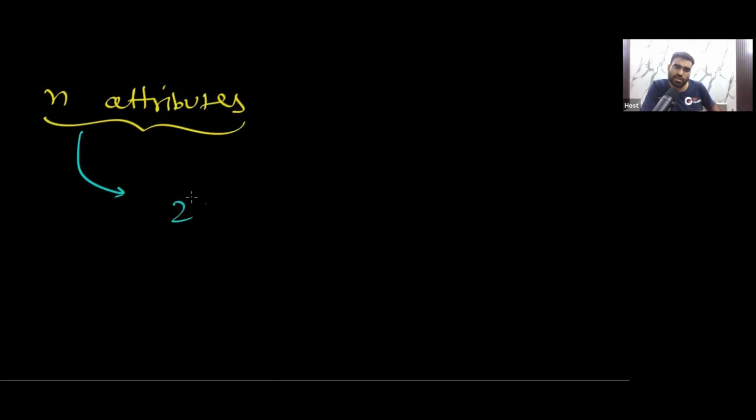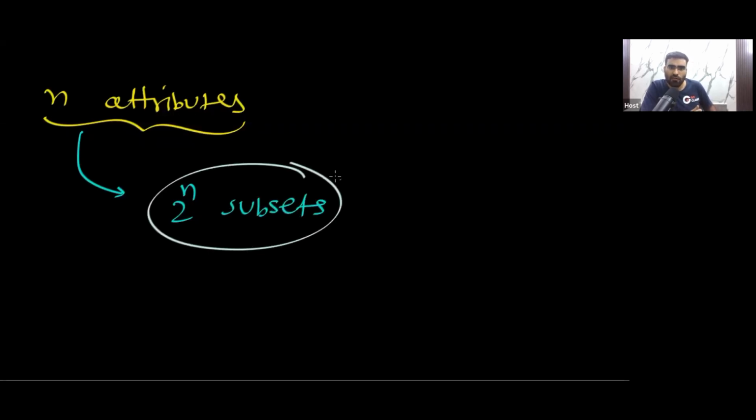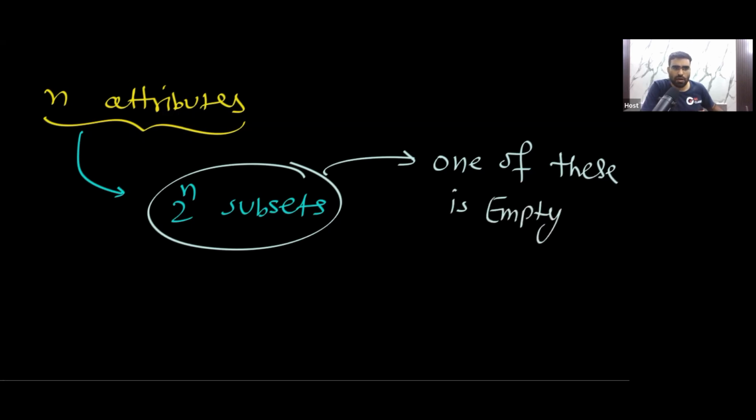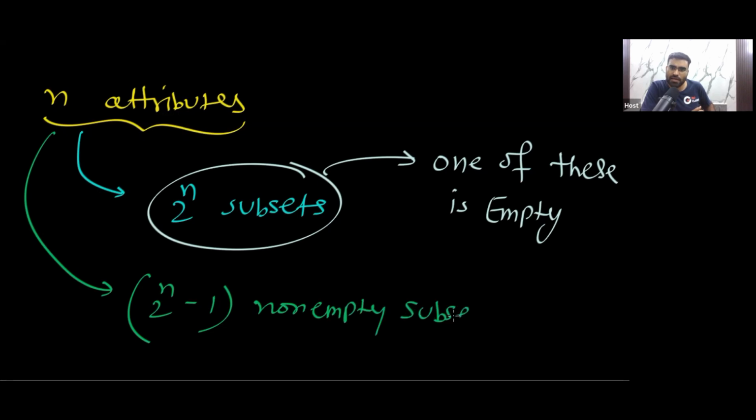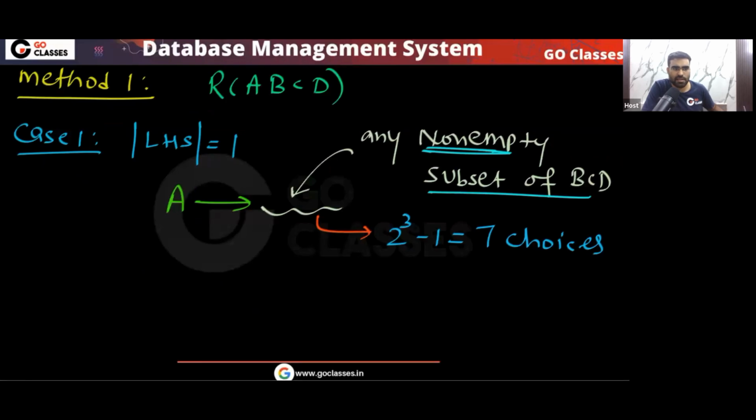Remember, if you have total n attributes, then you can create 2 power n subsets. In these 2 power n subsets, one of them is empty. Yes or no? So I can easily say that from this I can create 2 power n minus 1 non-empty subsets. Is this clear? So remember, if I put A on the LHS, then for the RHS there are total 7 choices. Yes or no?